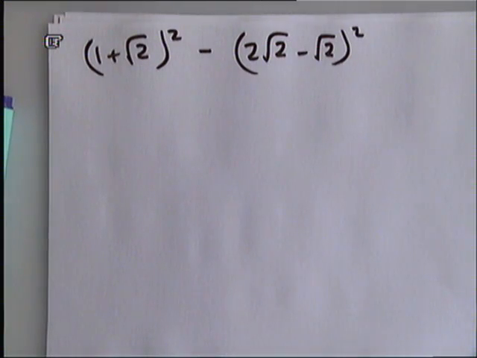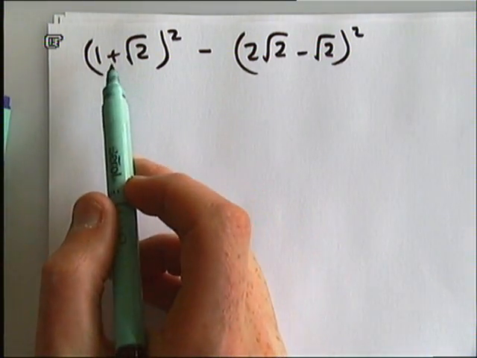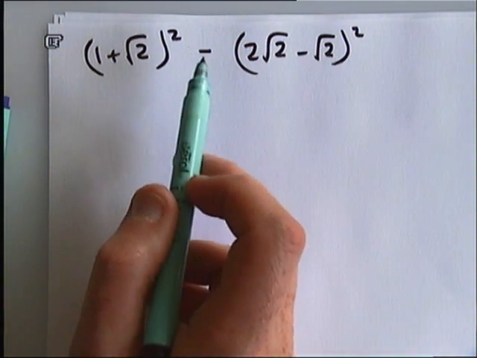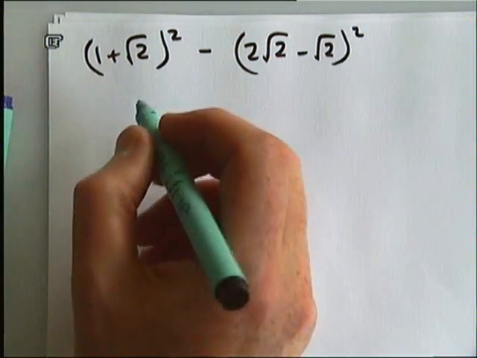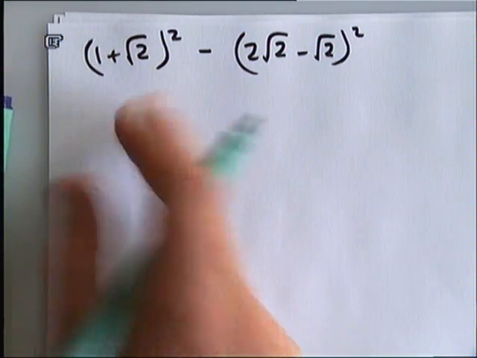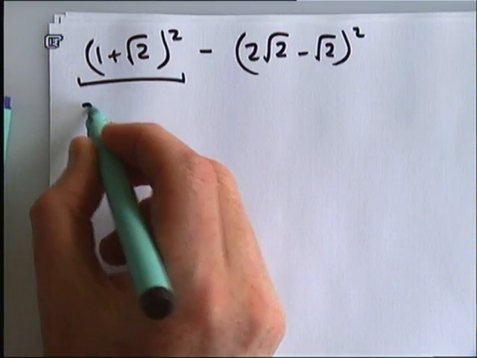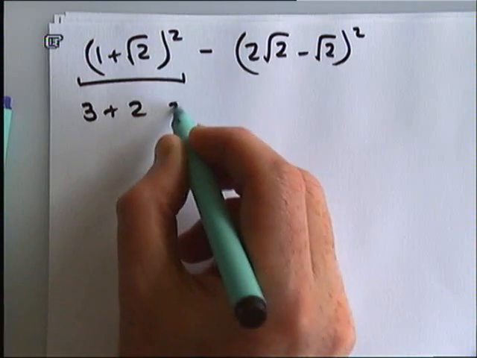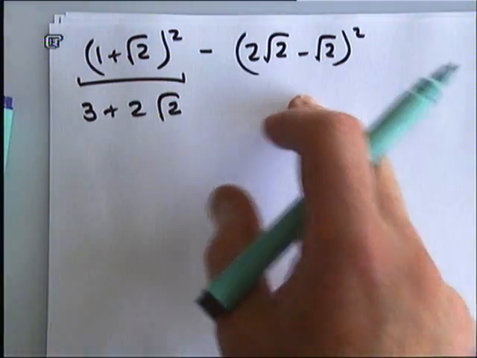Second question we've got is slightly more involved. The second bracket is more complicated. So the question is 1 plus root 2 all squared, take away 2 root 2 minus 2 all squared. Now this first bracket we've already got. We had that in the last question we've just seen. We know that that is the same as 3 plus 2 lots of root 2. But we haven't yet worked out this one over here.